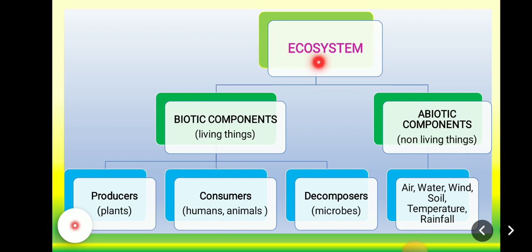Now see what is ecosystem. It is a system which consists of biotic components, the living things, and the abiotic components, that is the non-living things. Living things include producers, that is the plants, consumers, that is humans or the animals, and decomposers, that is the microbes. Abiotic components, non-living things, include air, water, wind, soil, temperature, and rainfall.